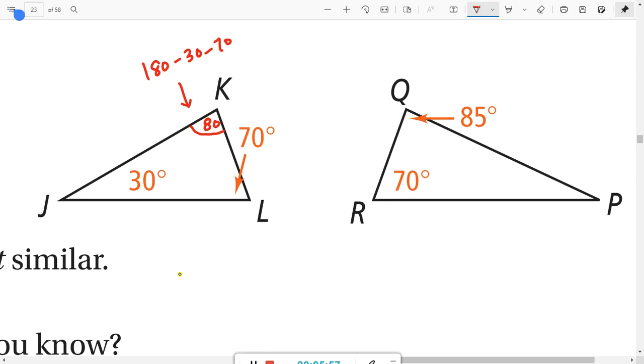All right? And we can see there's no way it's going to match, okay? The 70s match. The 70 matches the 70, okay? But this one is 80 and this one is 85. So there's no way this one is going to match this one here. If you want to calculate it, you just subtract these two from 180. It's going to be 25, okay? So as you can see, we do not have two pairs of congruent angles, so these are not similar.